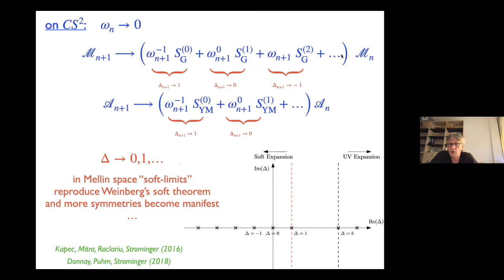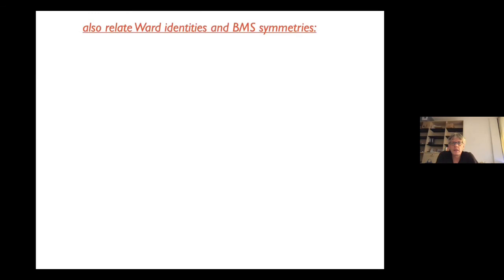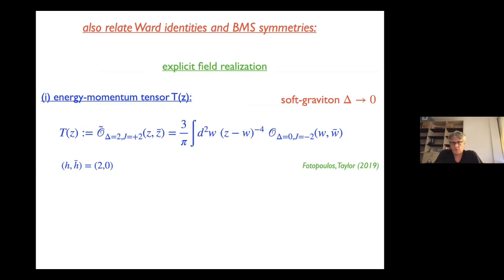Concretely, how do these soft theorems relate to Ward identities and eventually to BMS symmetries? Take the soft graviton limit, so delta goes to zero. You have a graviton conformal primary field, and you take the limit delta goes to zero. And then you can do a so-called shadow operation, a shadow integral.